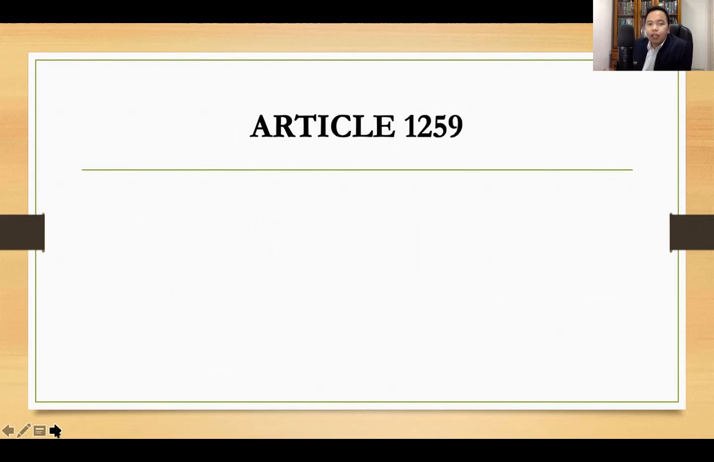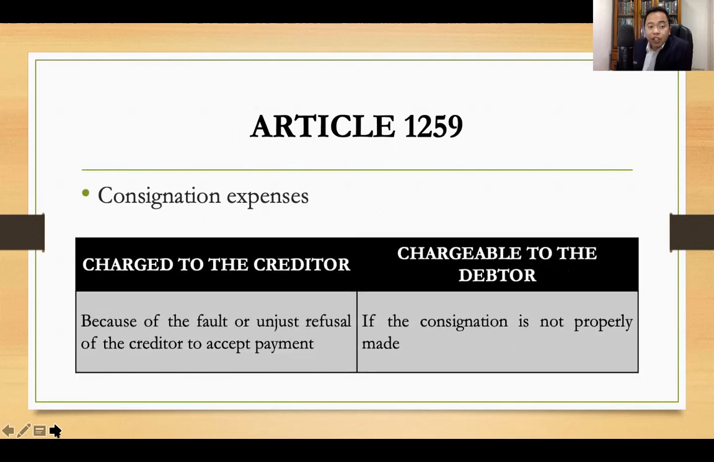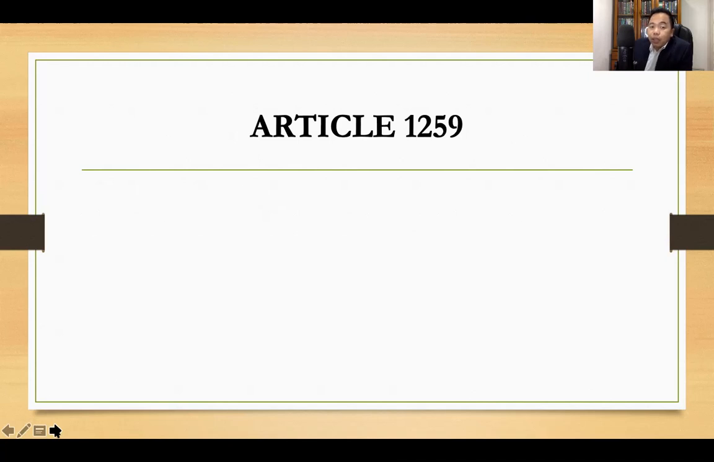Okay, now Article 1259. Consignation expenses. Chargeable to the creditor, chargeable to the debtor. No? Because of the fault or unjust refusal of the creditor to accept payment, then consignation expenses are to be charged to the creditor. It can also be chargeable to the debtor if the consignation is not properly made.